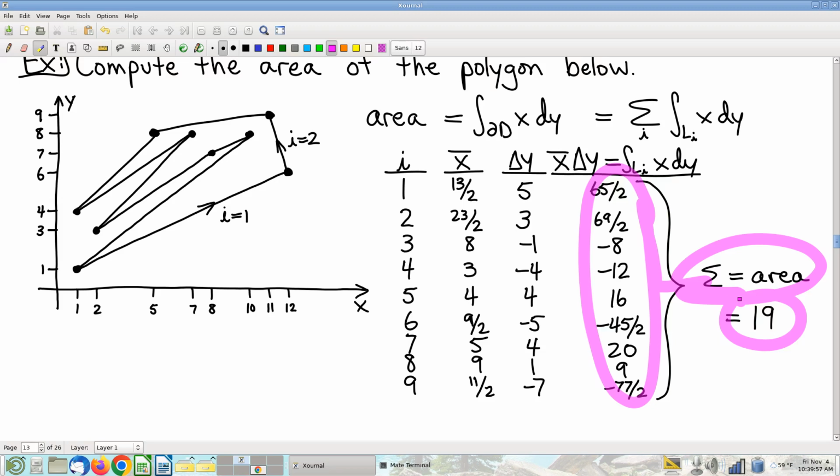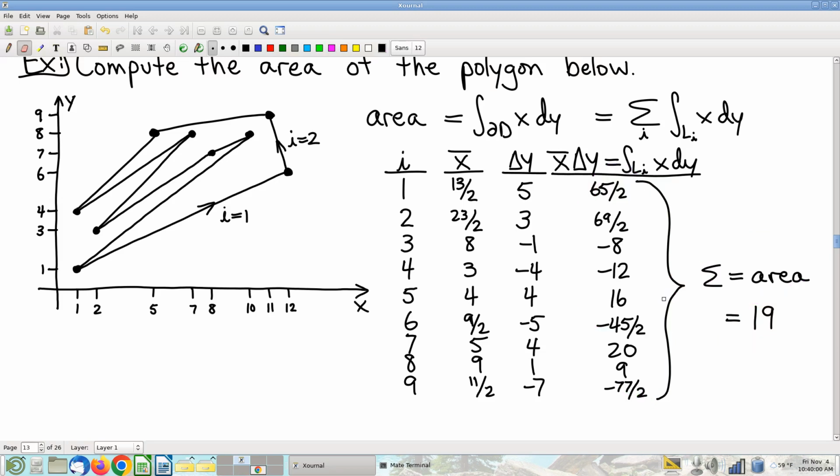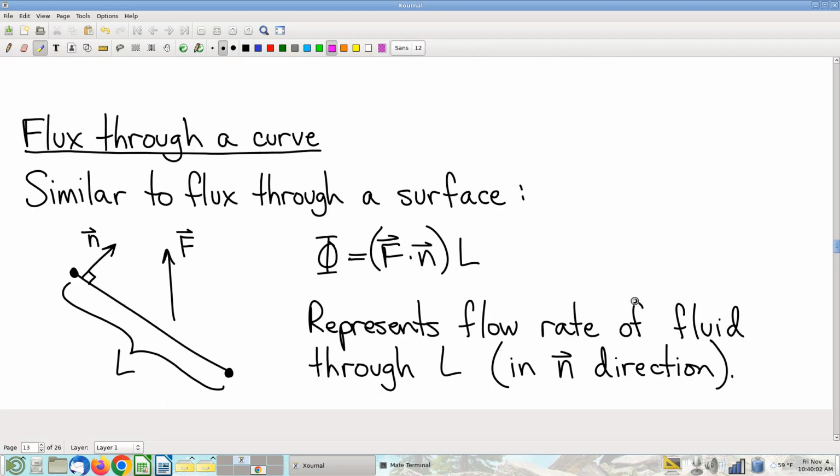Okay. All right. Okay, here is another example of application of Green's theorem. We're going to have to define a new quantity. This one I hope will be reasonably familiar. We're going to define something called flux, but this time flux through a curve.